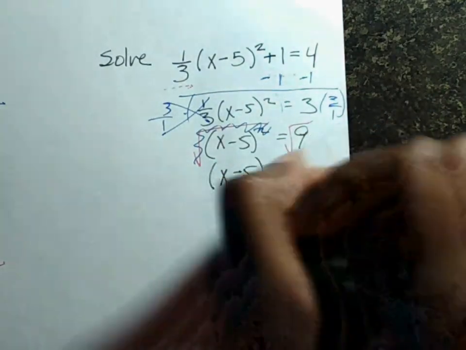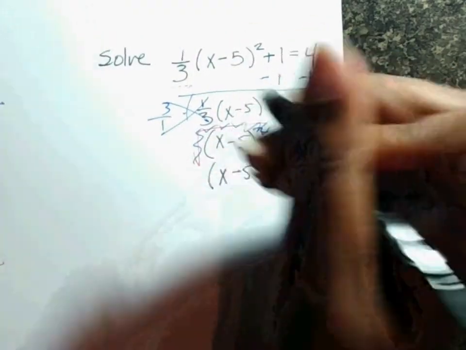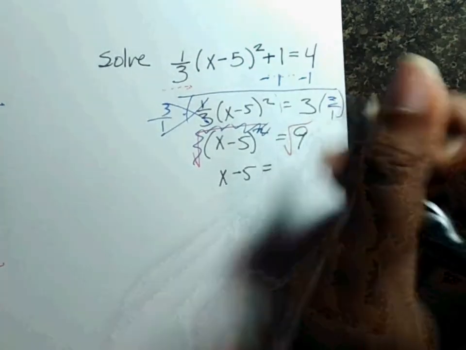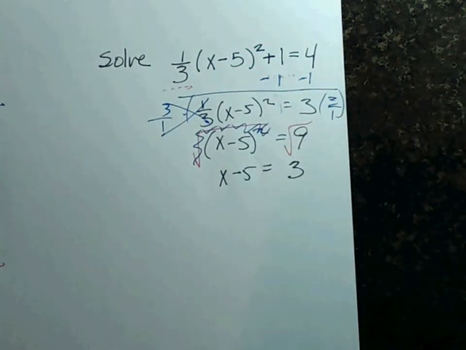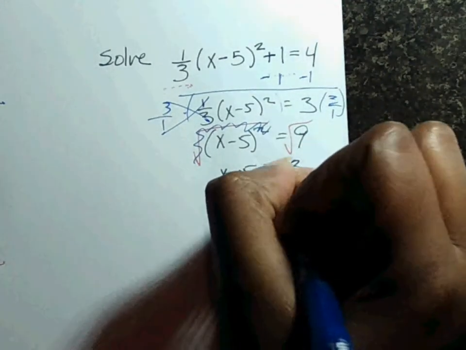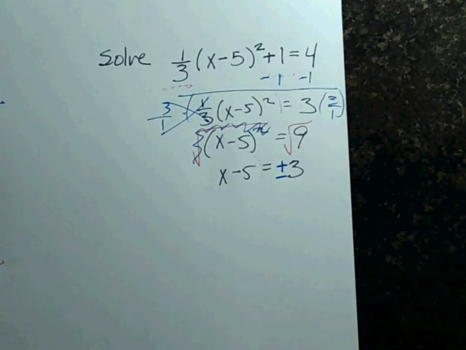X minus 5. And actually, I don't need the parentheses anymore. X minus 5 equals 3. Haha. You caught it. Can't trick you. It does not equal 3. It equals plus or minus 3. Because I personally drew that square root sign.